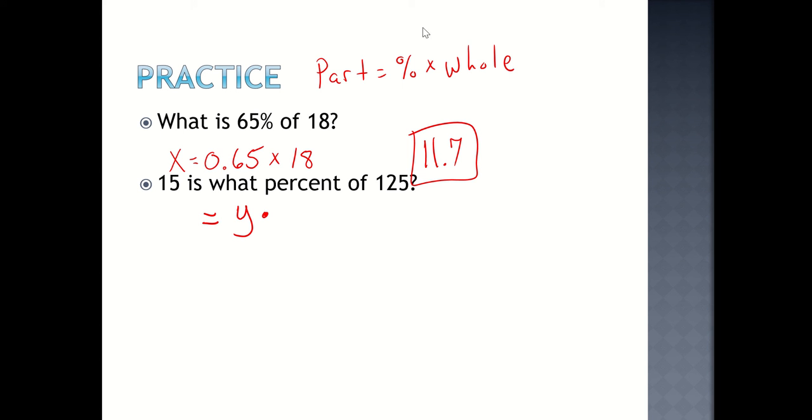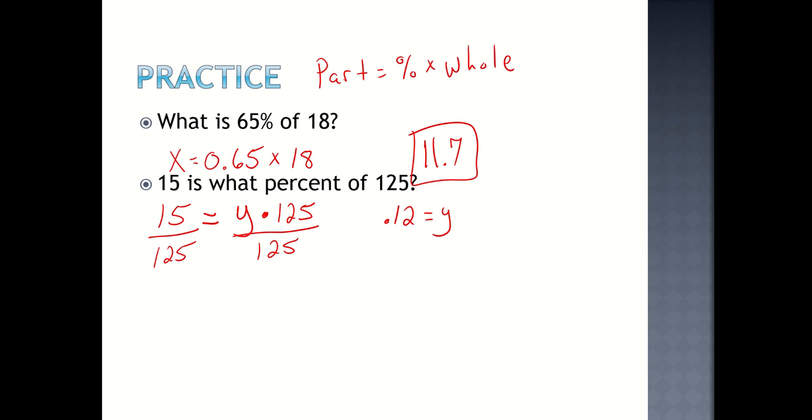All right, now whole. Percent times whole. What is the whole here? Look for the keyword of 125. So 125. And then 15 must then be my part. So 15 is what percent of 125? I need to divide both sides by 125, right? The inverse of multiplication is division. So we divide by 125. Calculator comes in real handy here as well. 15 divided by 125, and we get 0.12 equals Y.